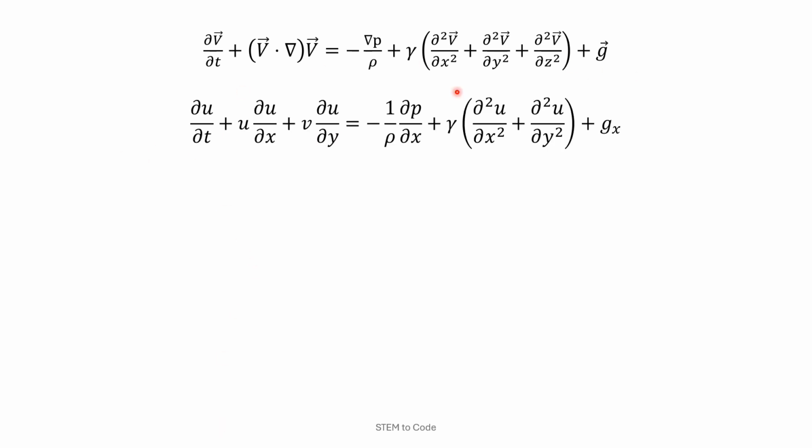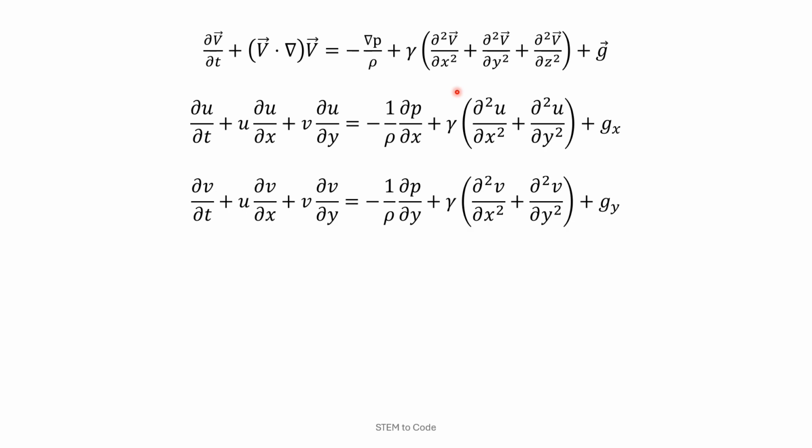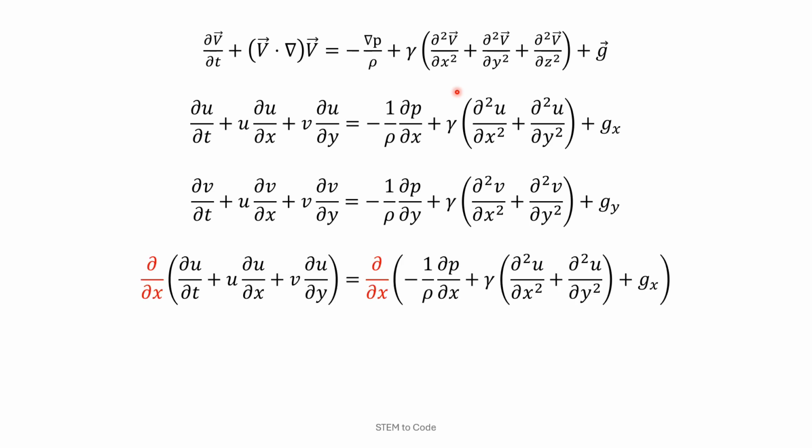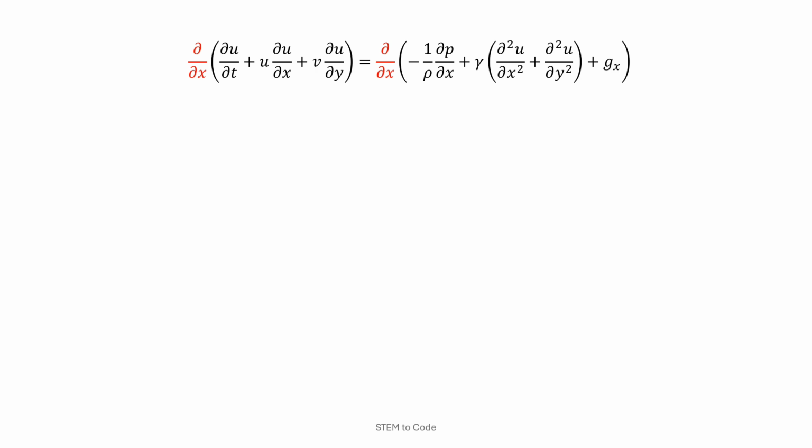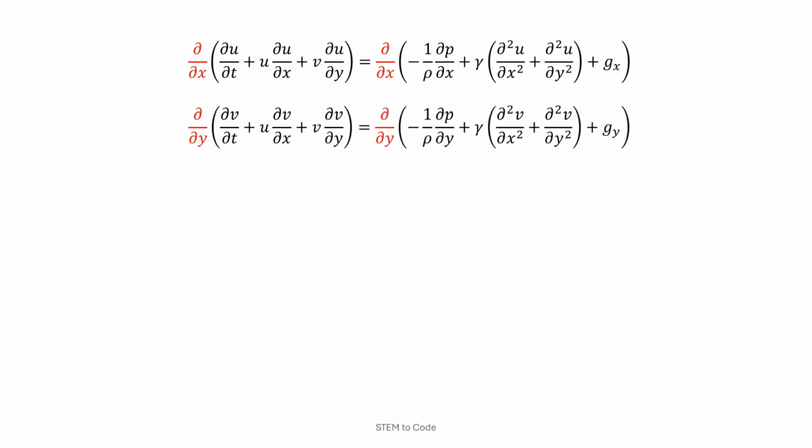We will differentiate the x momentum equation with respect to x on both sides, and we will differentiate the y momentum equation with respect to y on both sides. Here we have the x momentum and y momentum equations differentiated with x and y respectively. And now we will expand the brackets by taking derivatives of individual terms in these equations, and when we add both these equations, what we will get is the pressure Poisson equation to determine the pressure field.